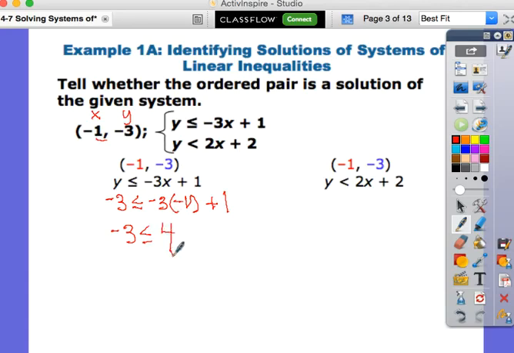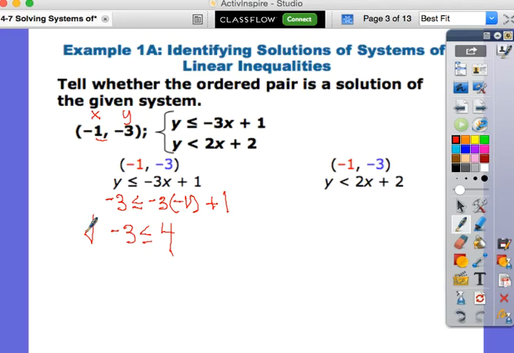Then you read this inequality and you decide, is this a true statement or is it not? Negative 3 is less than or equal to 4. Is that true? Yes, it's less than 4. So that one works. So let's try the other one. Because if it doesn't work for both inequalities, then negative 1, negative 3 is not a solution to the system. It has to work for all of the inequalities.